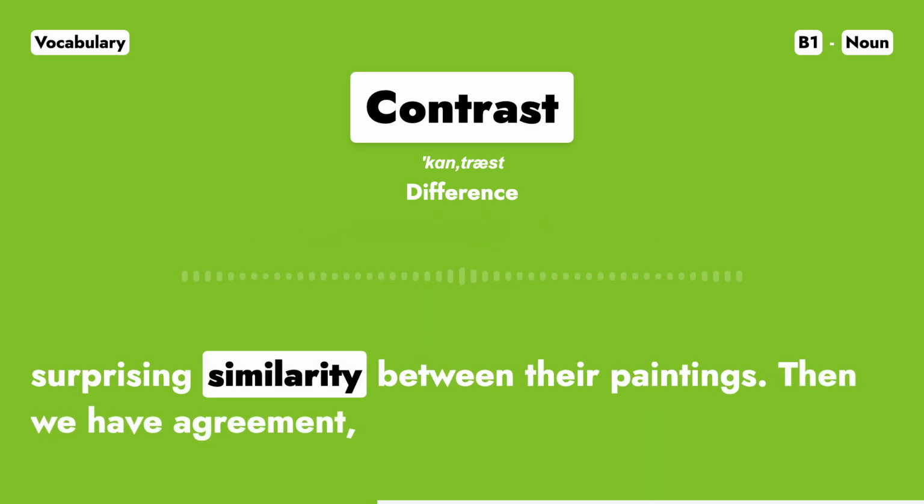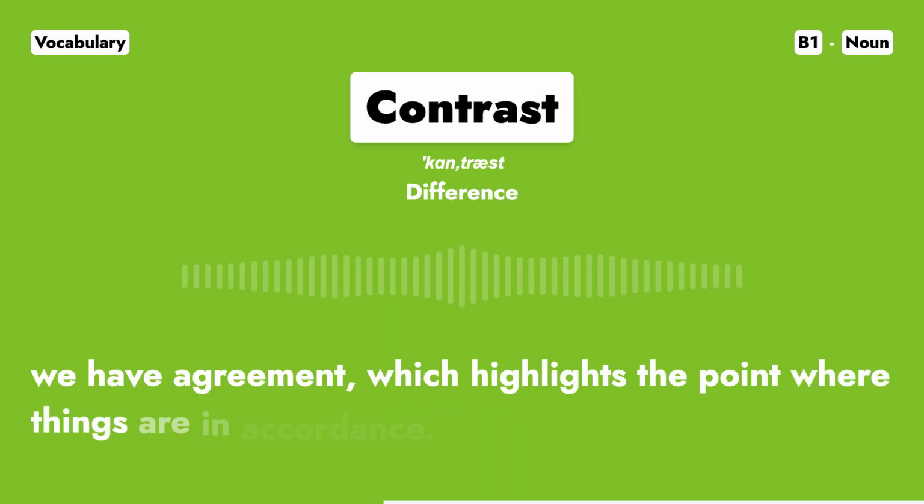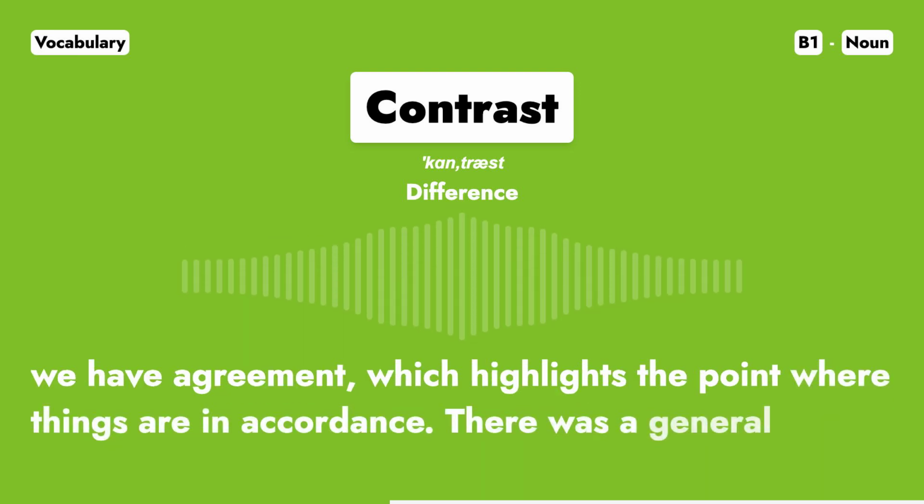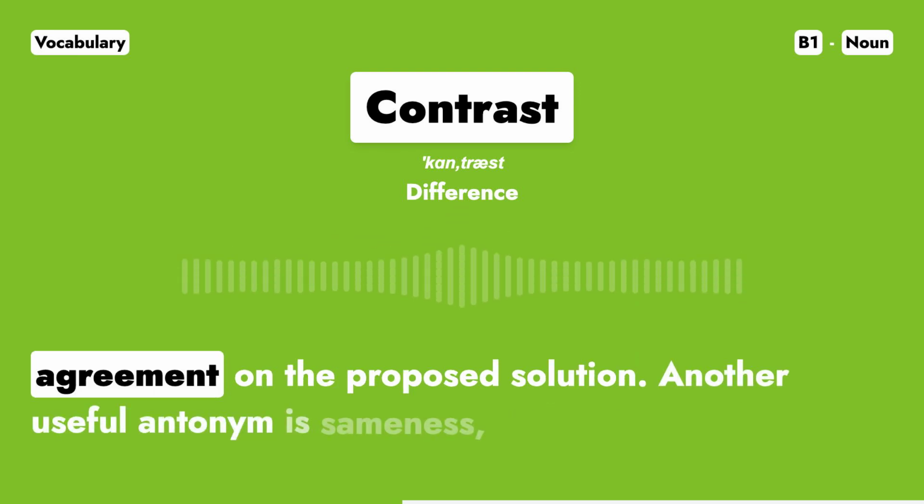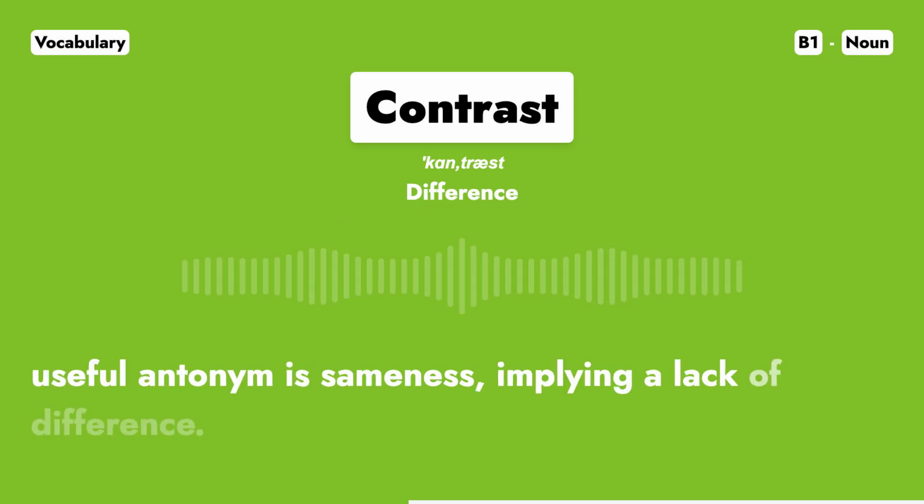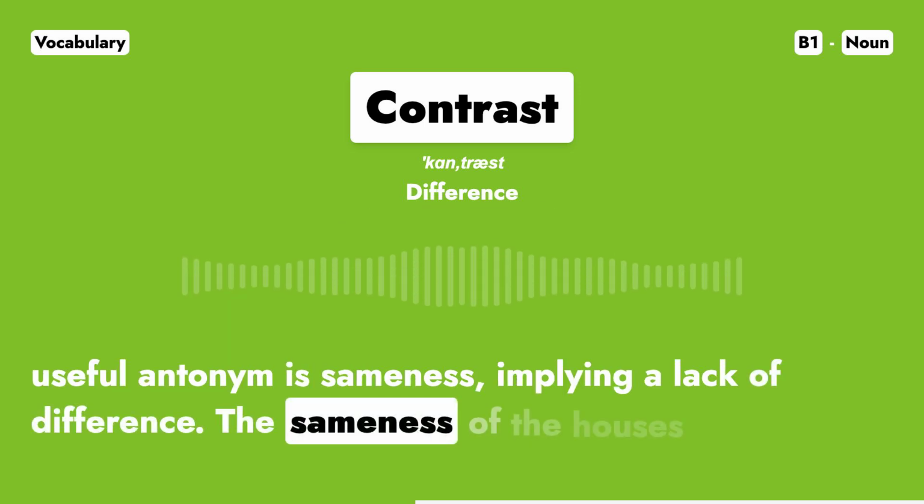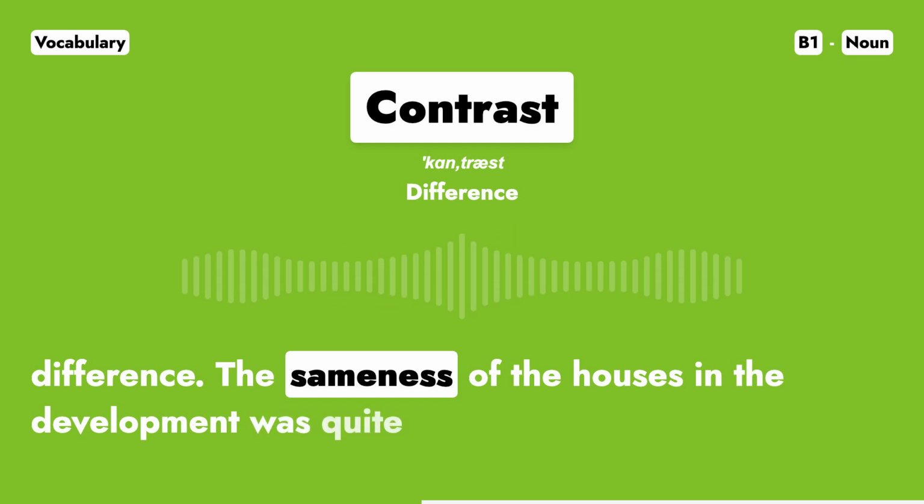Then we have agreement, which highlights the point where things are in accordance. There was a general agreement on the proposed solution. Another useful antonym is sameness, implying a lack of difference. The sameness of the houses in the development was quite boring.